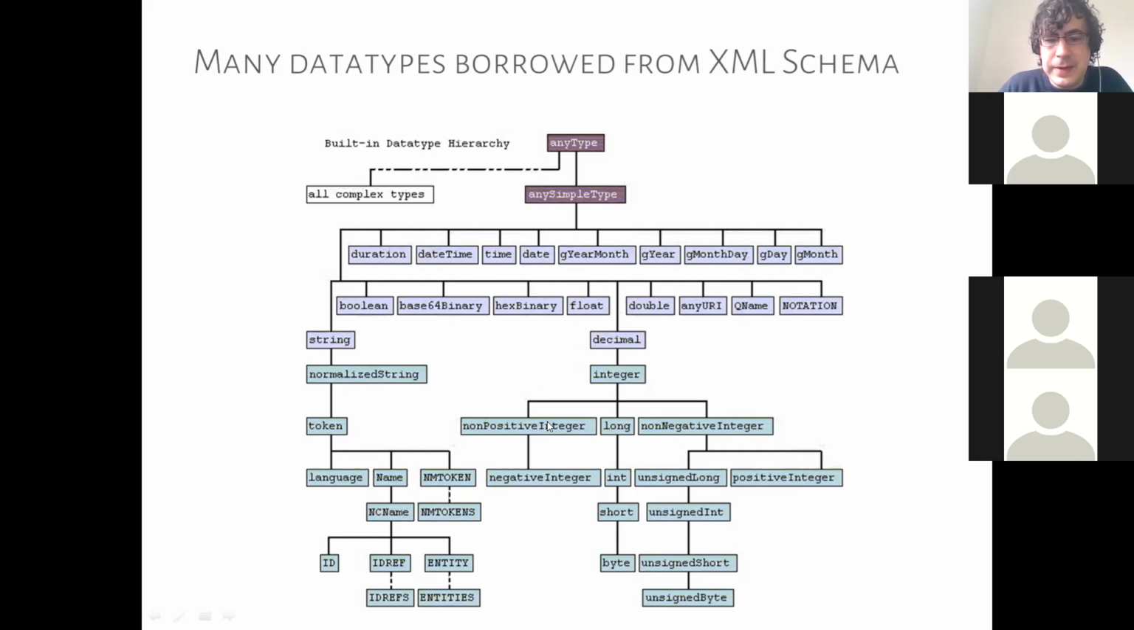Within numbers, we have integers, non-positive integers, negative integers, non-negative integers. For example, we might say an age property must take a non-negative integer, and so forth. We have all these different types, and different types of strings as well, although these are more rarely used, I would say. All of these are just imported from this existing standard called XML schema.